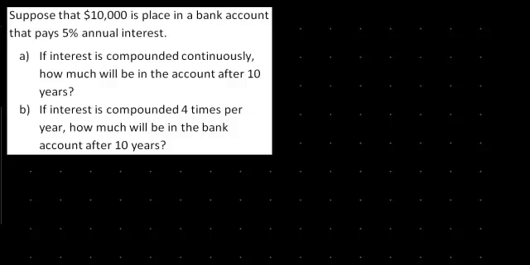What is old math world? Here we go. We're going to look at some exponential growth problems. Now we're going to use e and the natural logarithm. So let's first, we've got a problem here.